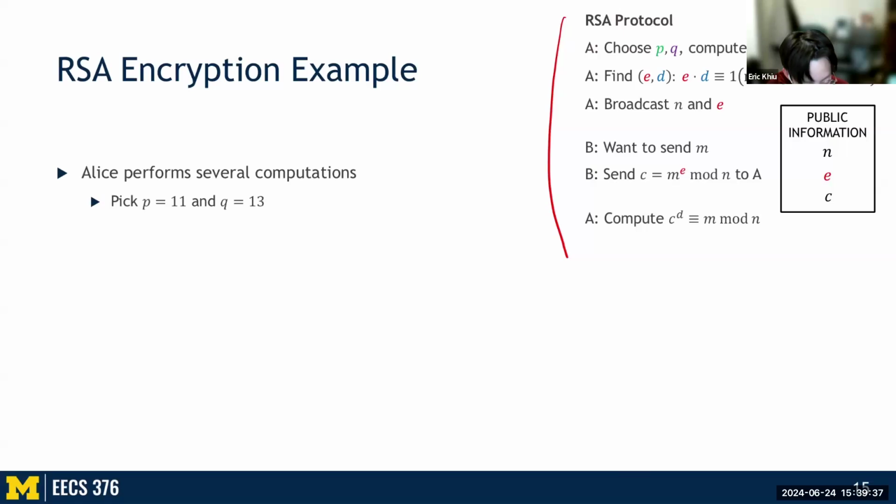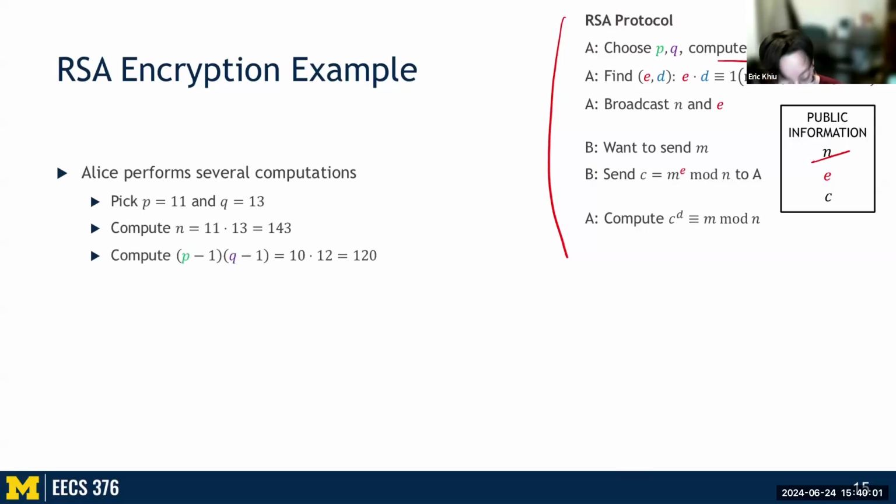Let's say Alice picks two distinct primes, 11 and 13. Based on the protocol, she's going to compute n and broadcast this number. So n is public, and 11 times 13 is 143. The next thing is to compute the Euler's totient, which is (p minus 1)(q minus 1), and this gives us 120.